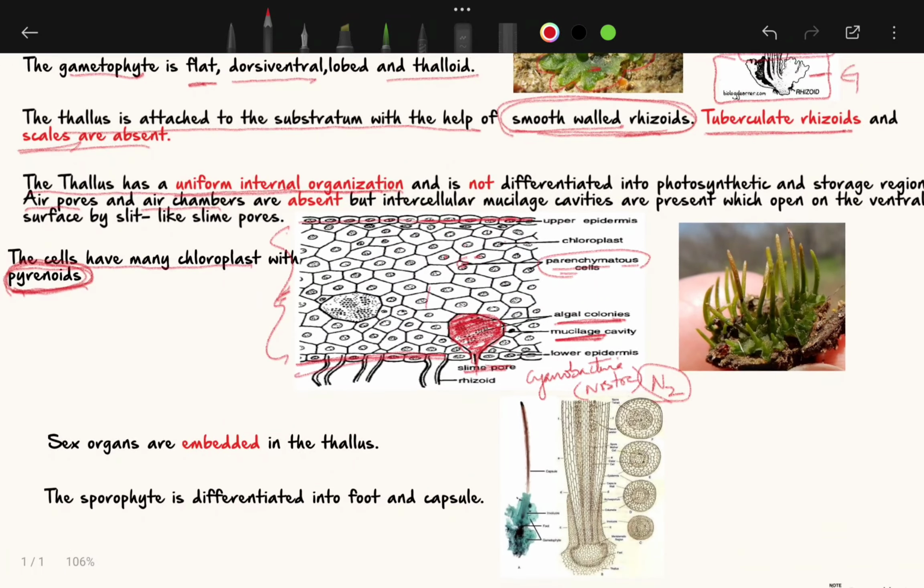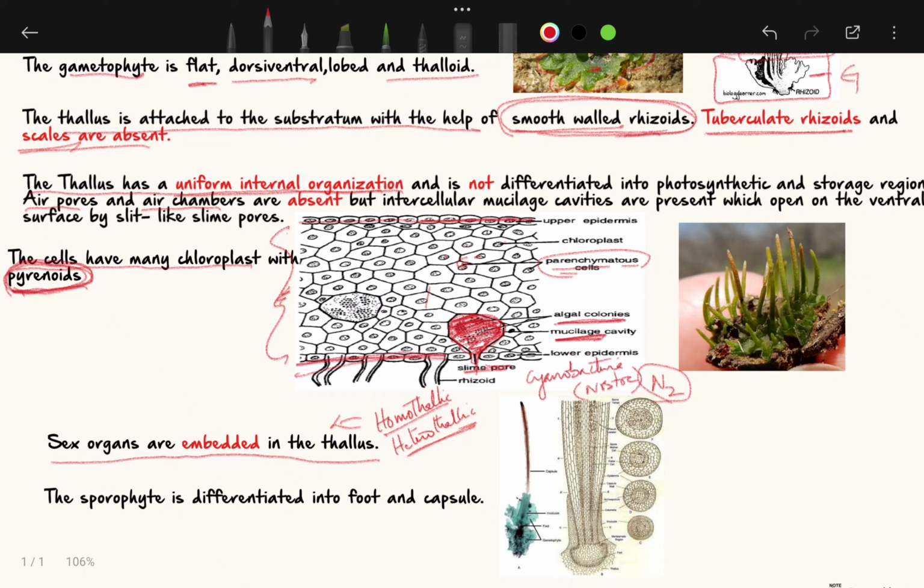And then the sex organs are embedded in the thallus. Anthocerotopsida may be homothallic as well as heterothallic. If it's homothallic, the male and the female sex organs will be present in the same plant, but if it is heterothallic, different plant bodies will produce different sex organs.